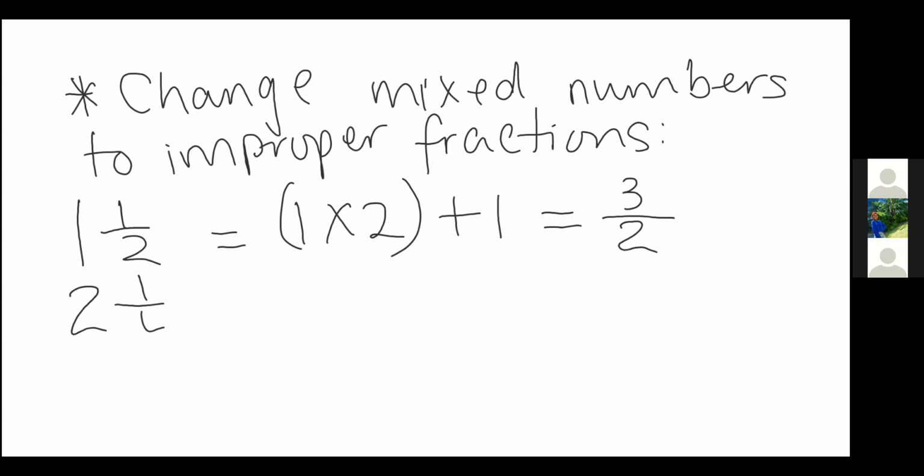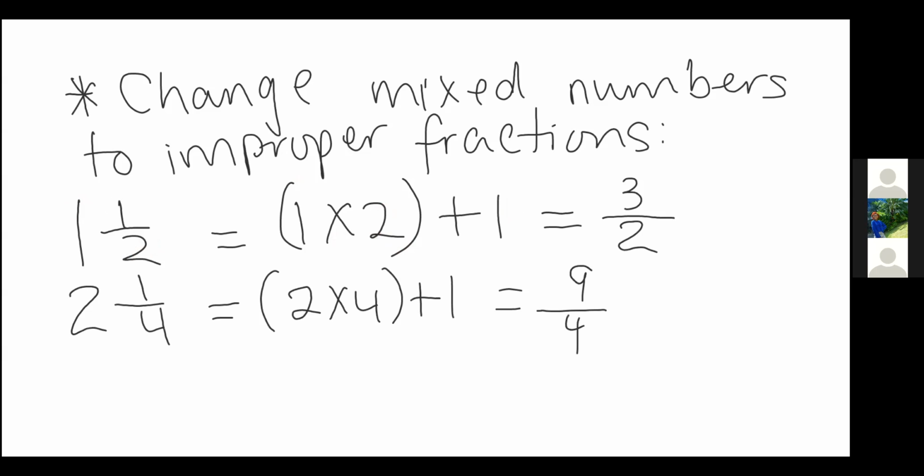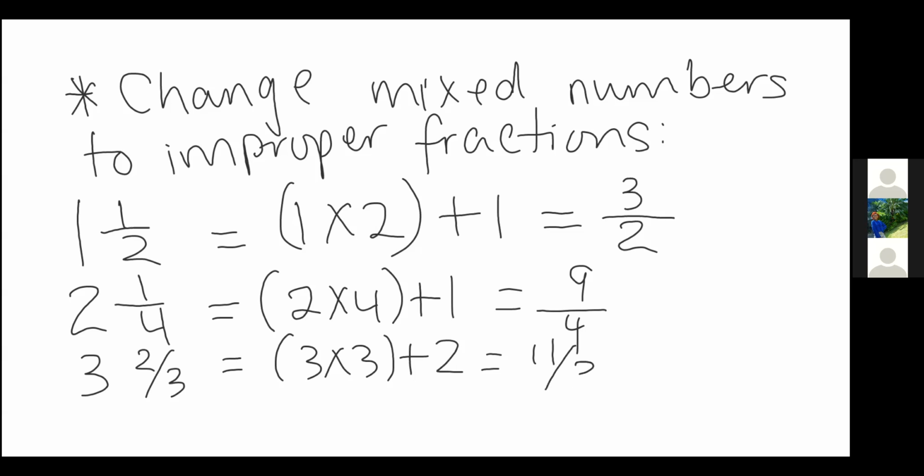2 1/4. 2 multiplied by 4 plus 1. So that's going to be 9 over 4. 3 2/3. That's going to be 3 by 3 plus 2. So 11 over 3.